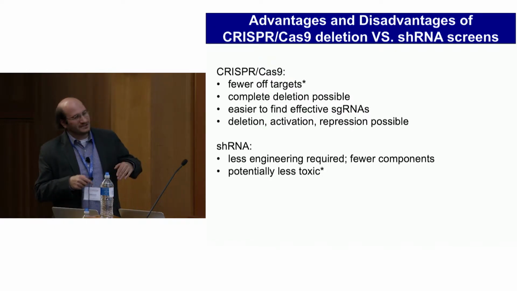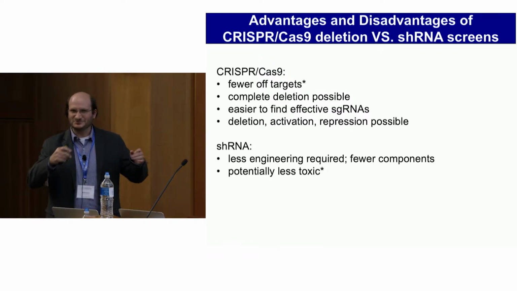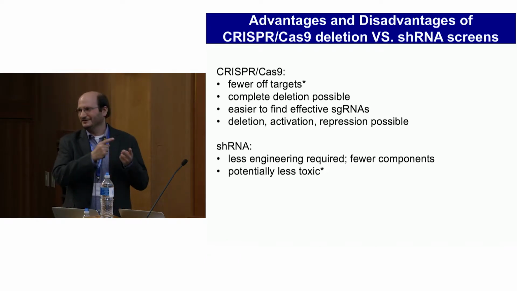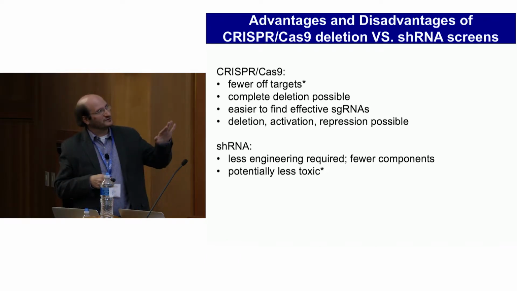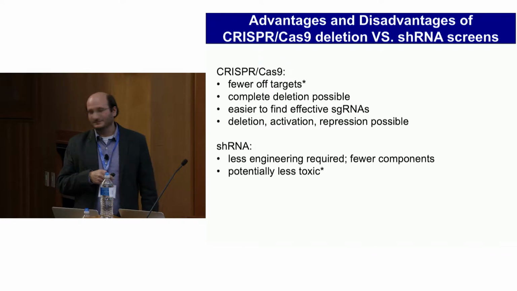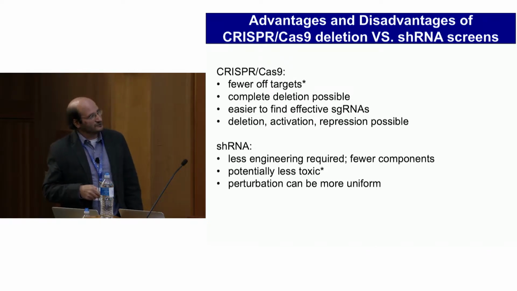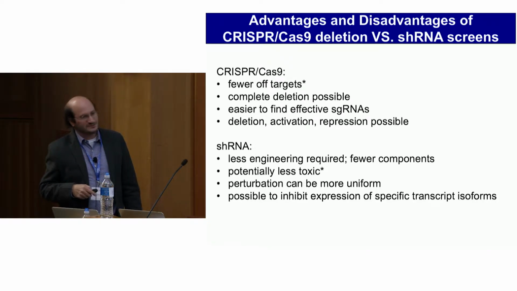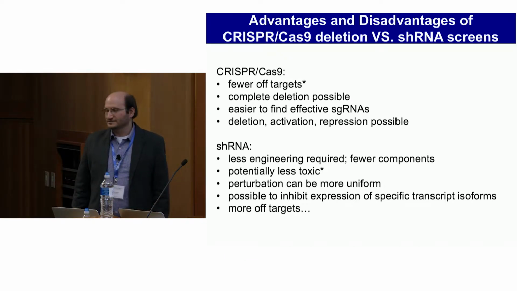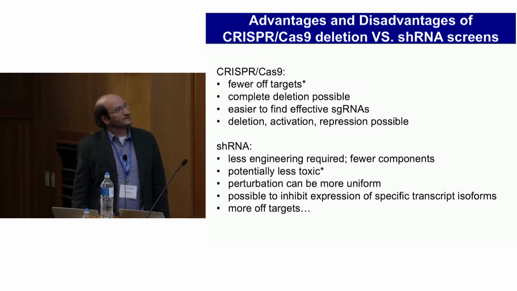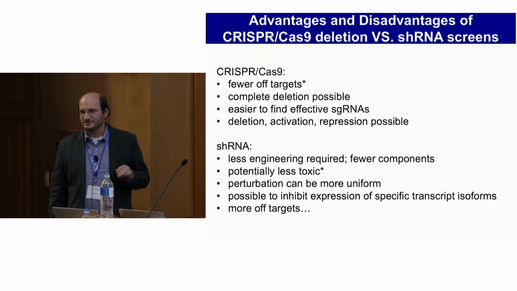Because they don't actually induce DNA damage, even though they have their own toxicity due to saturation of the microRNA machinery and off-target effects, there's less nuclease toxicity in an shRNA screen. The perturbation can be more uniform. It's possible to target specific transcripts, although of course it does have a significant increase in off-target effects. So these are some pluses and minuses to keep in mind.